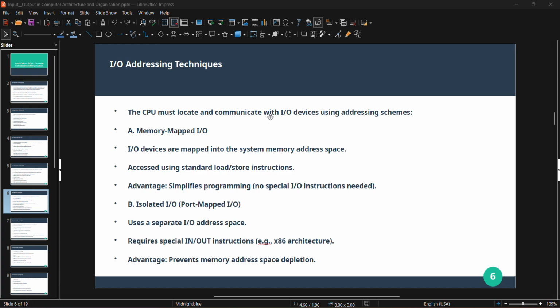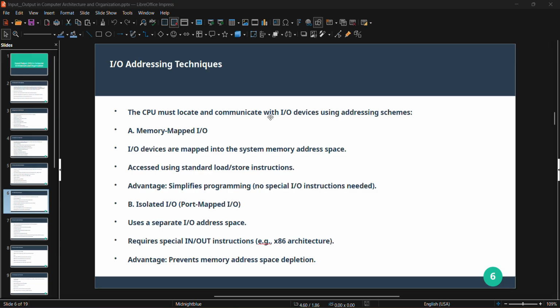We've already seen what IO devices are. So these IO devices, like the keyboard, are mapped into the system memory address space, right? So it's accessed using standard load store instructions. That's assembly language. It's accessed using standard load store instructions. The advantage here is that it simplifies programming, so no special input output instructions are needed.